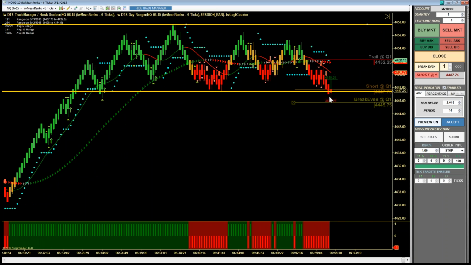All right, so let's see if they poke through. Yeah, they would have filled me at the swing low also. So I've got my break-even trigger working. I'm thinking if we see 44.40, I'll just pop out with profit. Just manually close out the trade.